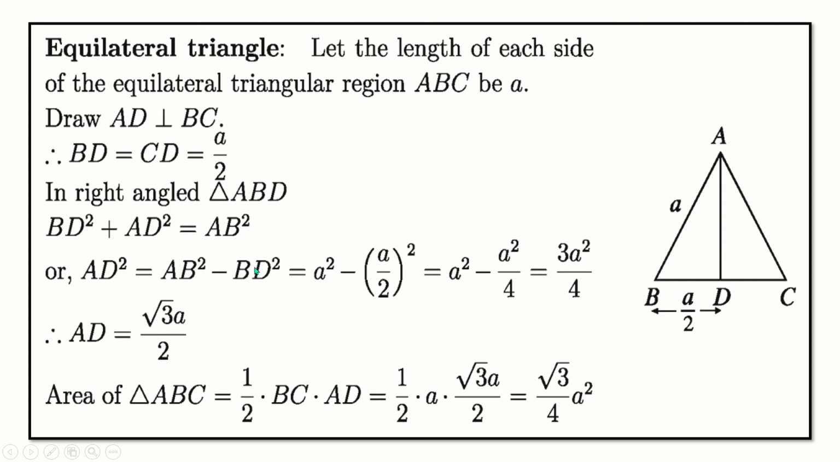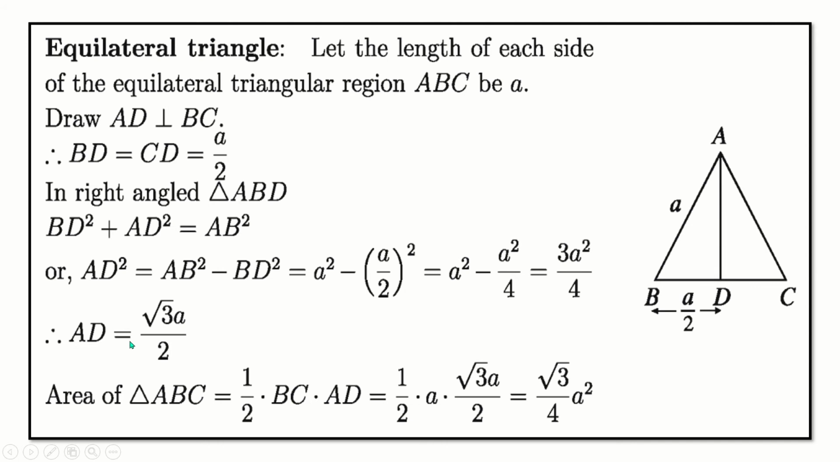And BD equals a divided by 2, so here will be a square over 4. This equals a square minus a square divided by 4. Now by calculating this, we will get 3a square divided by 4. Therefore AD equals the square root of this. As a result, AD equals root 3 a, as here is a square, so here will be only a, and the square root of 4 is 2. Therefore AD equals root 3 a divided by 2.